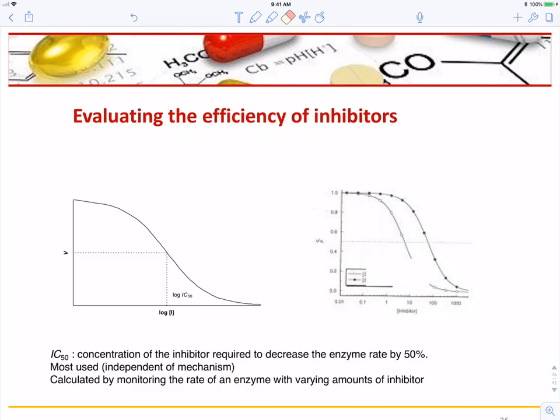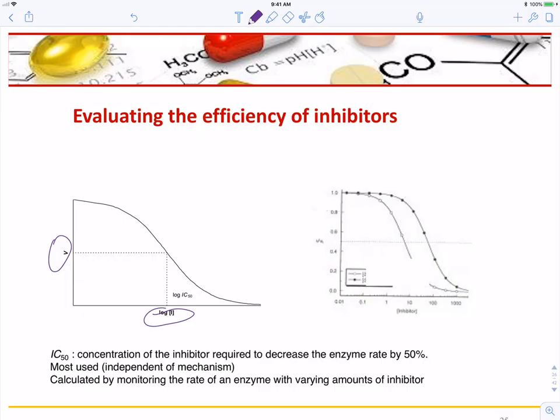Okay, so how do we evaluate the efficiency of inhibitors, and how do we compare the efficiency of an inhibitor to another one? Here I have a very simple method to graph the activity of inhibitors. The way we do this is by plotting the velocity of an enzyme on the y-axis versus the log of the concentration of the inhibitors.